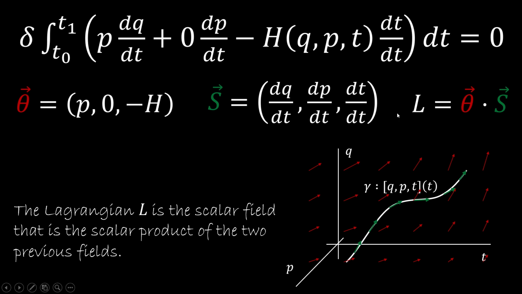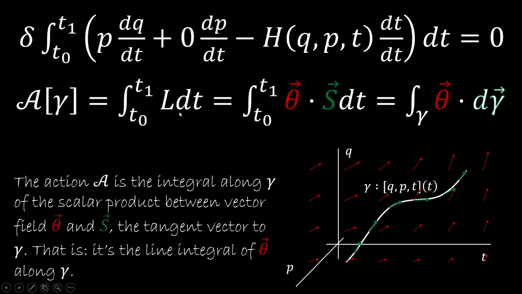So now that we know what the Lagrangian is in this framework, we have to look at the action. What is the action? Well, the action is the integral of the Lagrangian, and the Lagrangian is the scalar product between theta and S. So we're taking theta and making the scalar product with S, and then we are integrating. But S is the tangent of our trajectory. So what we're actually doing is simply the line integral of theta along the trajectory. So what the action is, in terms of these new symbols, is simply the line integral of theta along the trajectory.